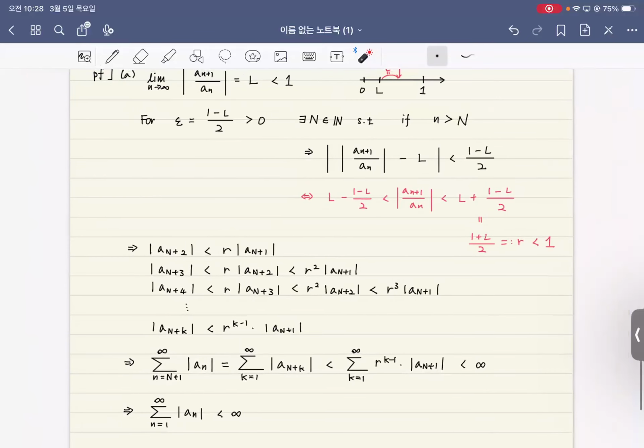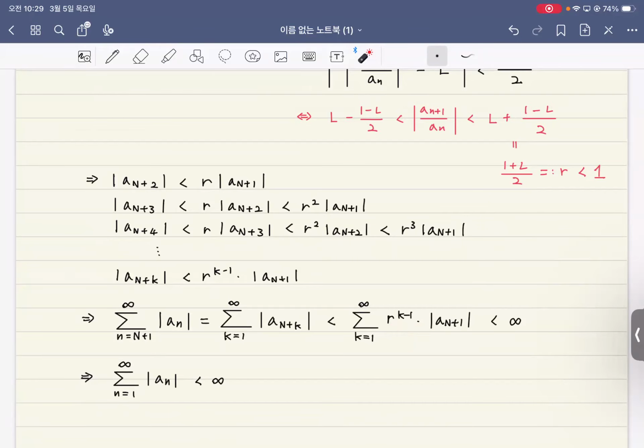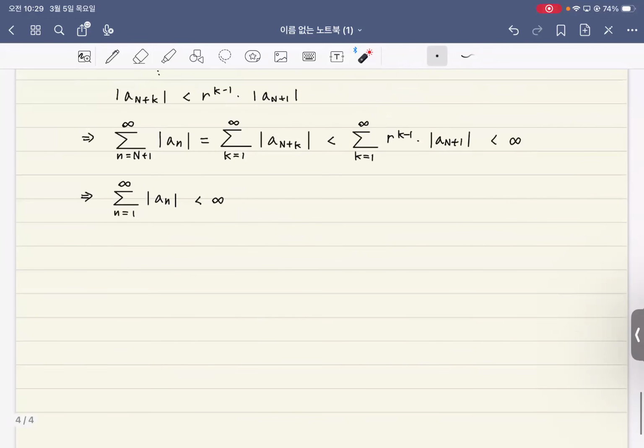Okay, I know this whole idea looks somewhat confusing at the very beginning, but the idea is very simple. If this converges to a number which is strictly less than 1, then we can compare it with a geometric series whose common ratio is less than 1. All right, good.